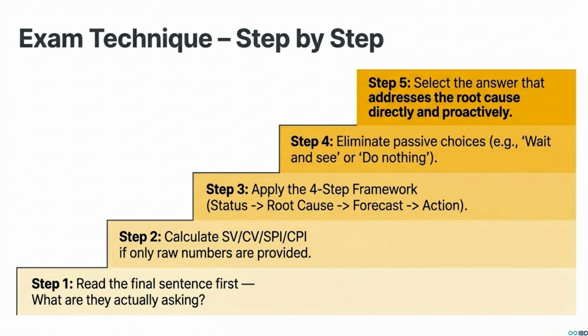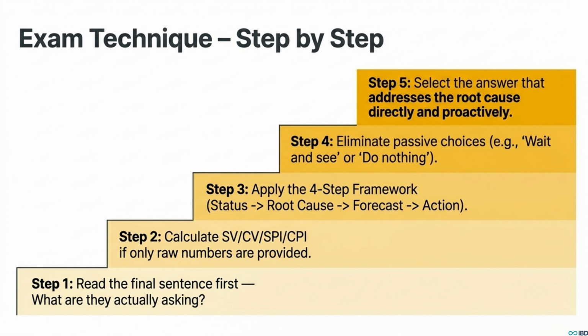Step 1, and I'm telling you this is a total game changer. Read the last sentence of the question first. Always. Know what they're asking for before you get lost in the details. Step 2, if they give you a bunch of raw data, the first thing you do is calculate your SPI and CPI. Get your bearings.